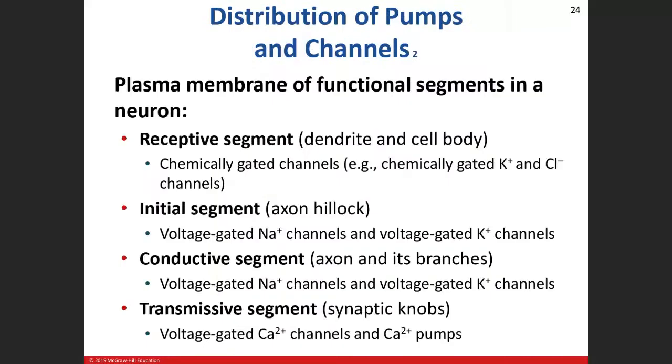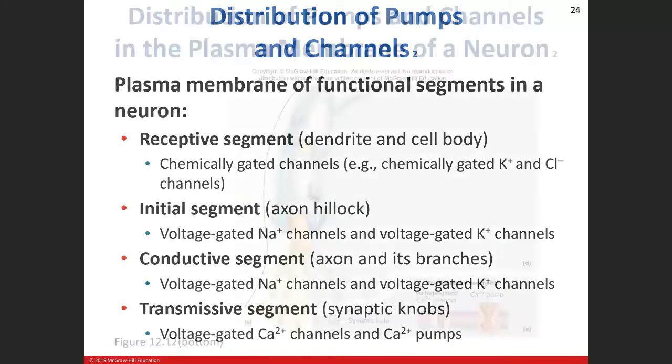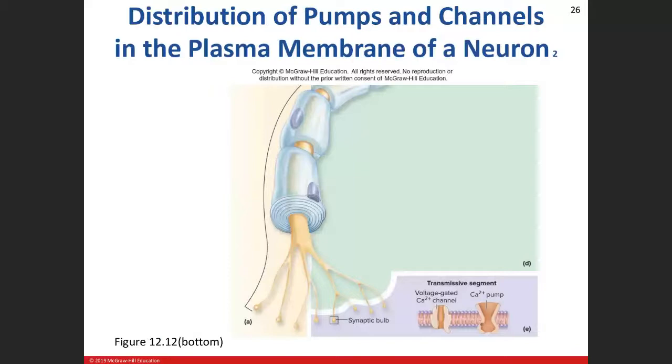The last part is the transmissive segment. We call it that because it transmits our nerve signal onto something else. Maybe it's another neuron, maybe it's an effector organ, like a muscle or a gland. At the far end is where the synaptic knobs are, and we have something different down there. You heard me talking about the calcium ion pump, so now we know. We have our voltage-gated calcium channels way down at the far end. That's the transmissive segment, which transmits our action potential onto something else.